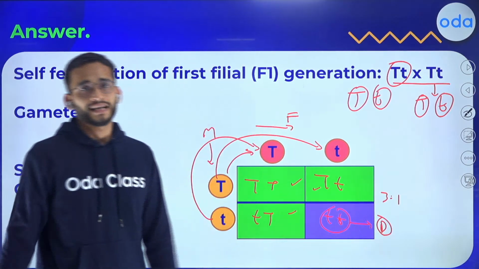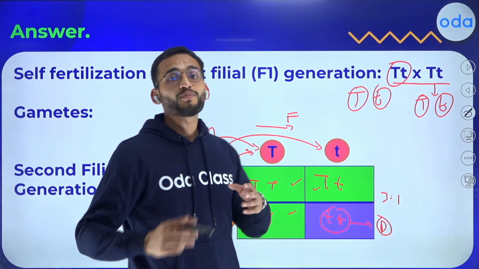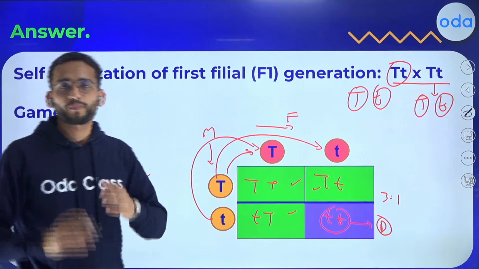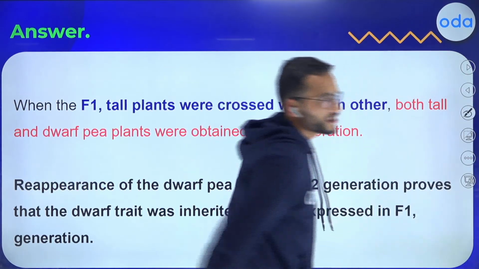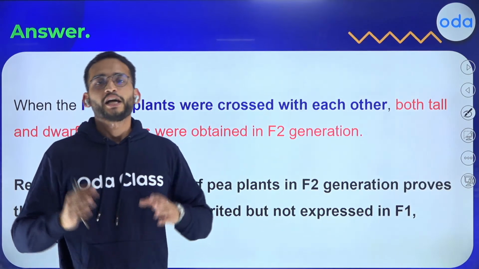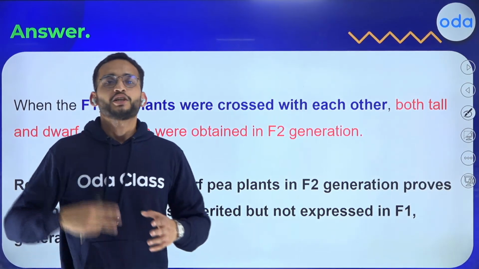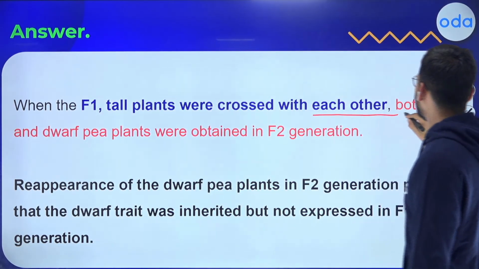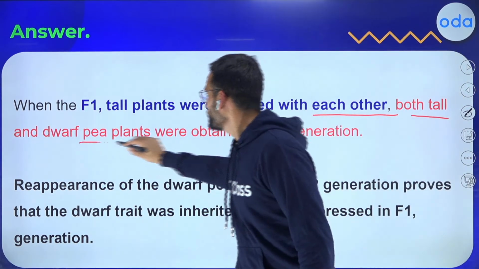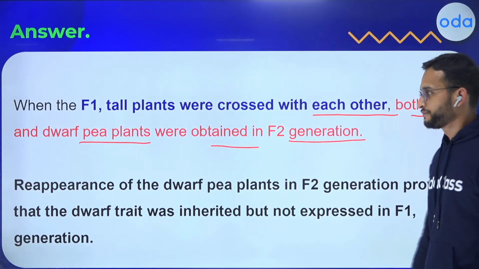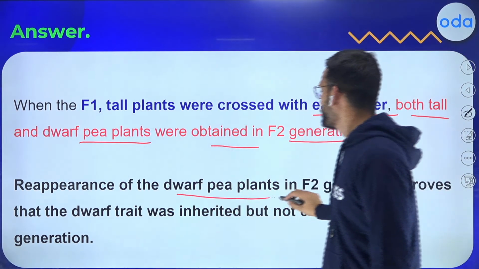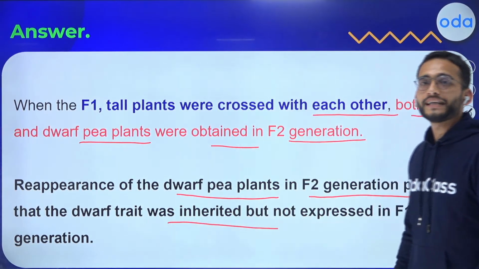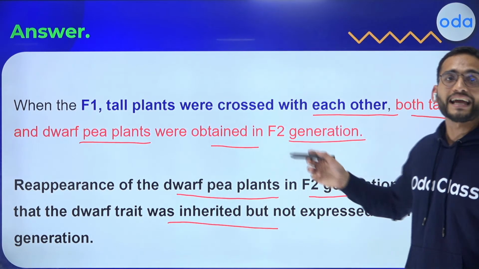So what you find, students, is that in the F2 generation, the dwarf plant is coming back again. But in the F1 generation, it was not present. So this confirms that the dwarf characteristic was present in the generation, but it is not showing its character. When the F1 tall plants were crossed with each other, both tall and dwarf pea plants were obtained in the F2 generation. So reappearance of the dwarf pea plants in the F2 generation proves that the trait was inherited, but it was not expressed, but it showed in the F2 generation.